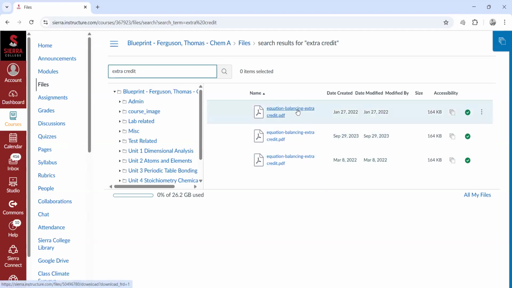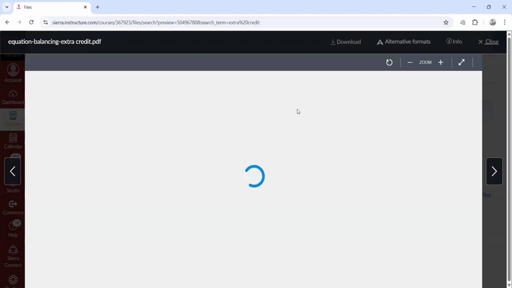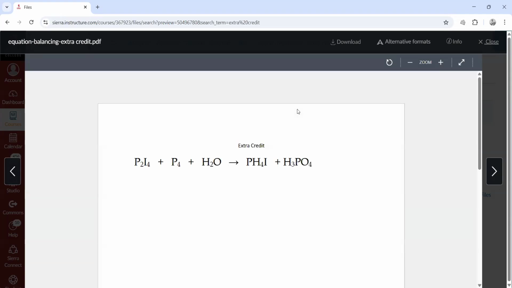These should all be the same. We can just do that and then bring it. And then staple it to the back of your test when turning it in.